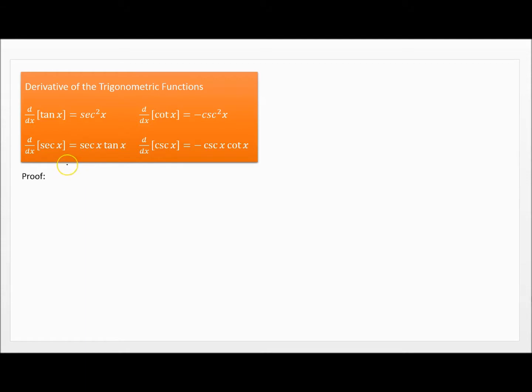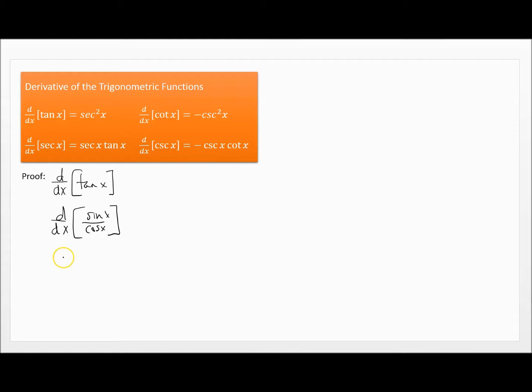So I'm going to start with what we're trying to prove, which is the derivative of tangent of x. Now what I want to do is rewrite tangent as sine of x divided by cosine of x. Okay, so that's one of those quotient identities in trigonometry, and that's the quotient identity, of course, for tangent. Now, how am I going to prove this? Well, let's use the quotient rule. We just learned how to do it. You know, low d high minus high d low over low squared.